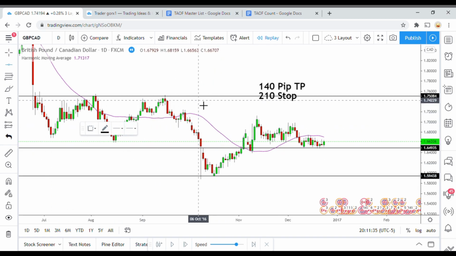Moving down from the top, let's go ahead and mark off.